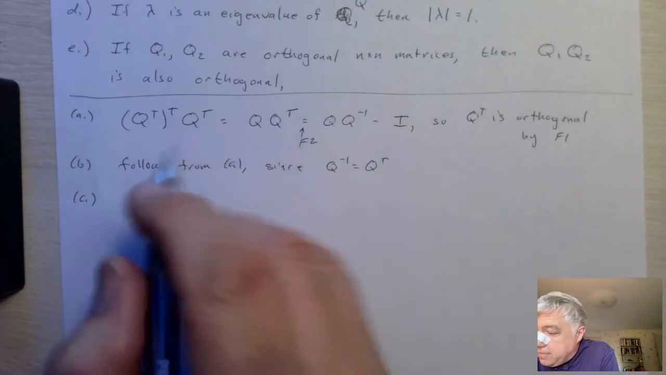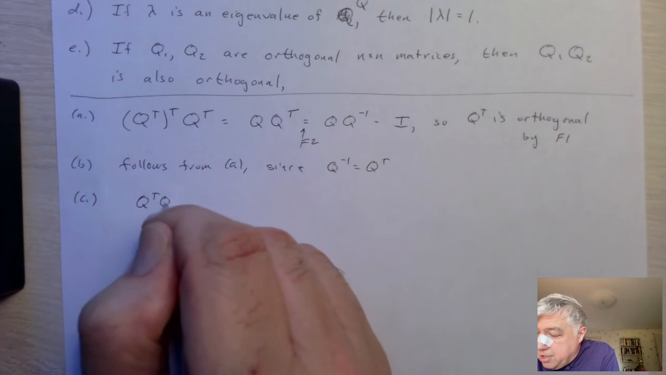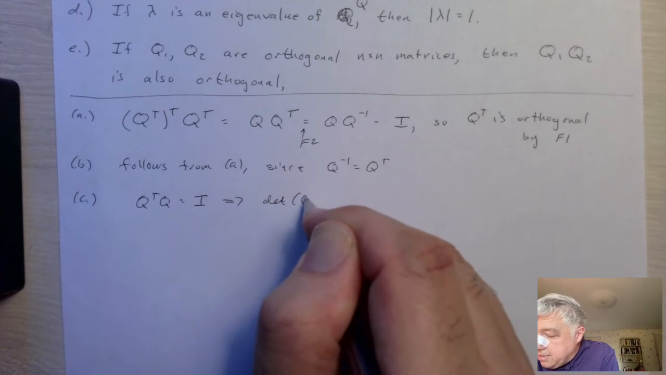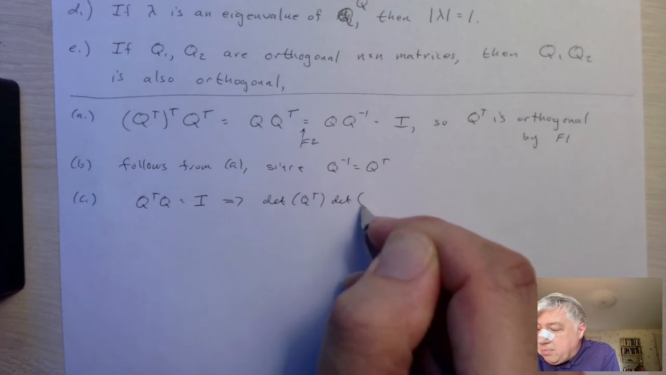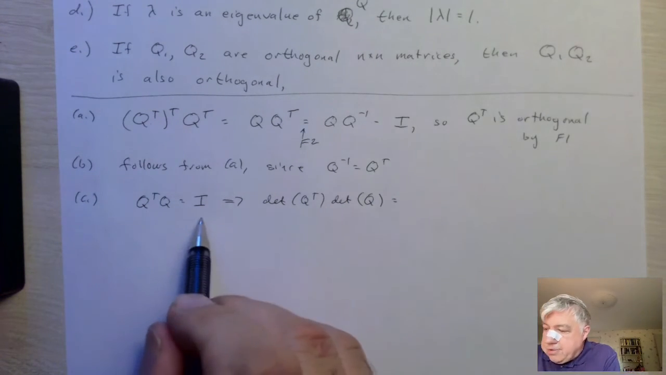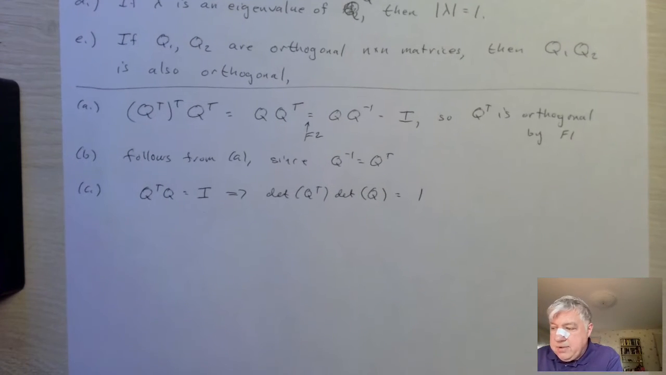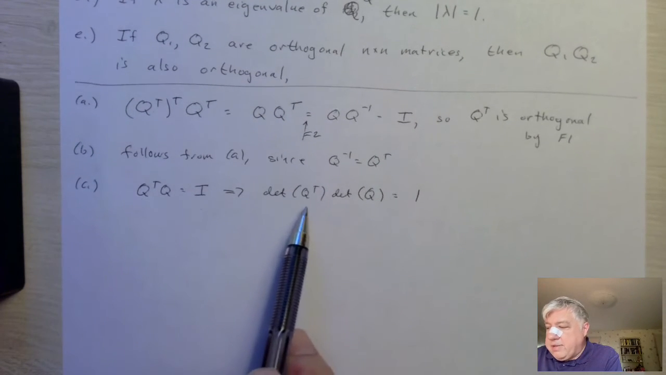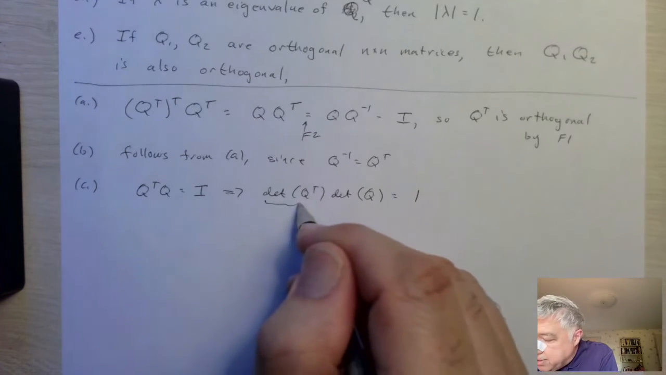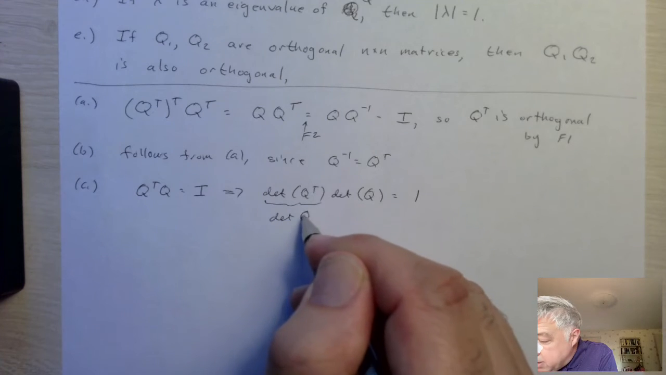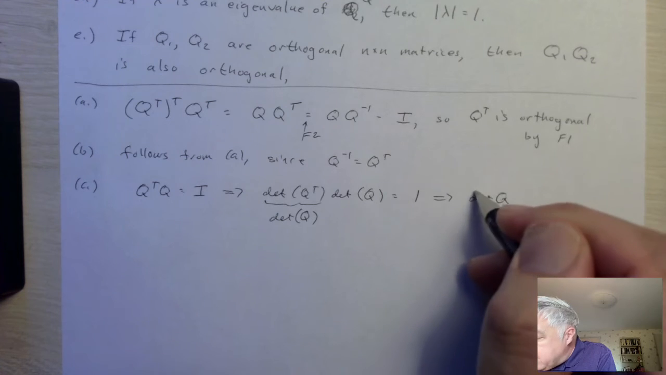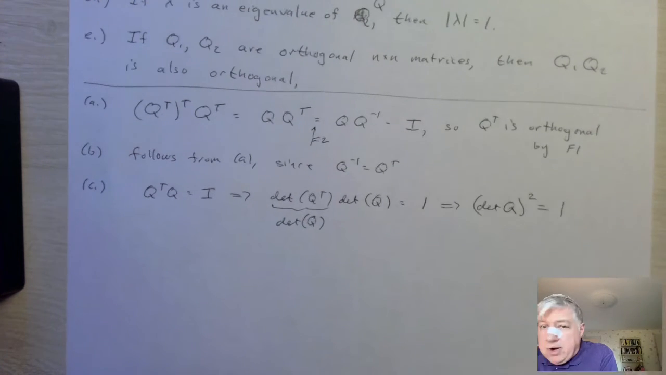Since Q transpose Q is equal to the identity, we can take the determinant of both sides. The determinant of Q transpose times the determinant of Q is equal to the determinant of I, which is 1. Now we can use the fact that the determinant of Q transpose is equal to the determinant of Q. So we get that the determinant of Q squared is equal to 1.